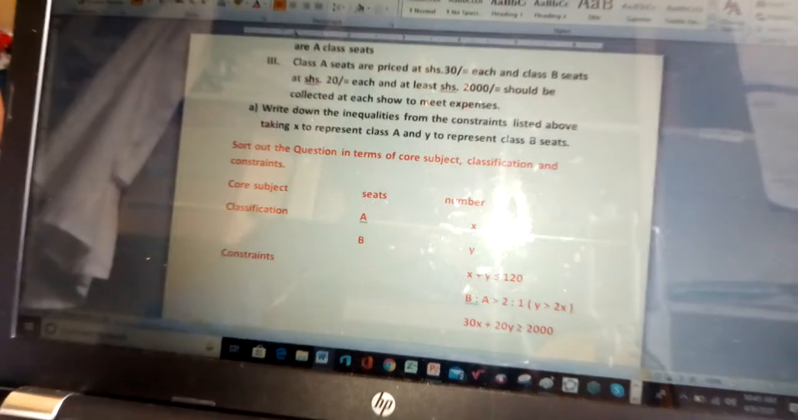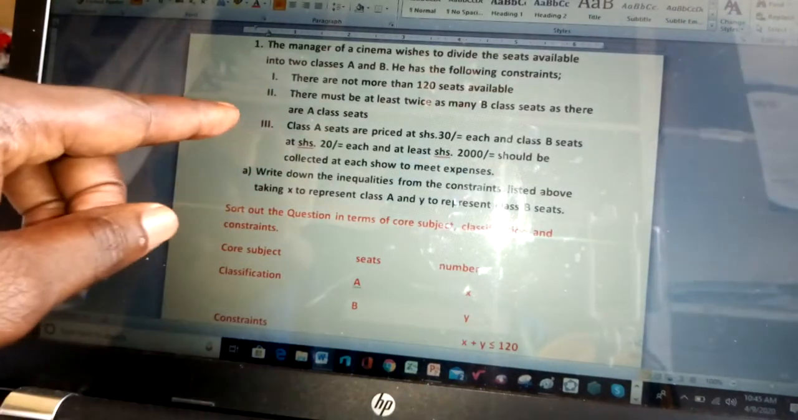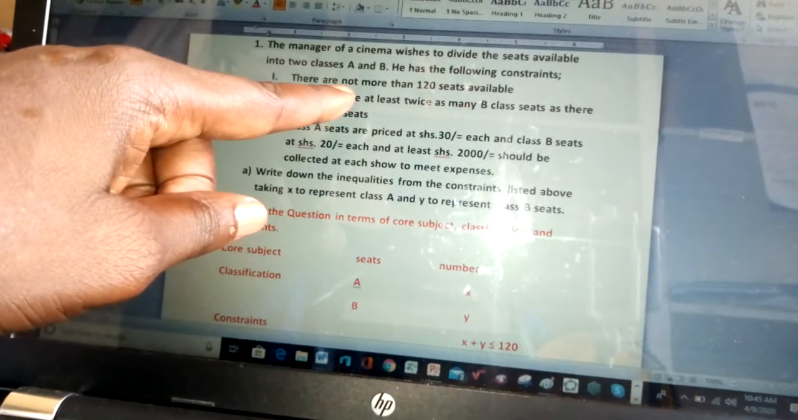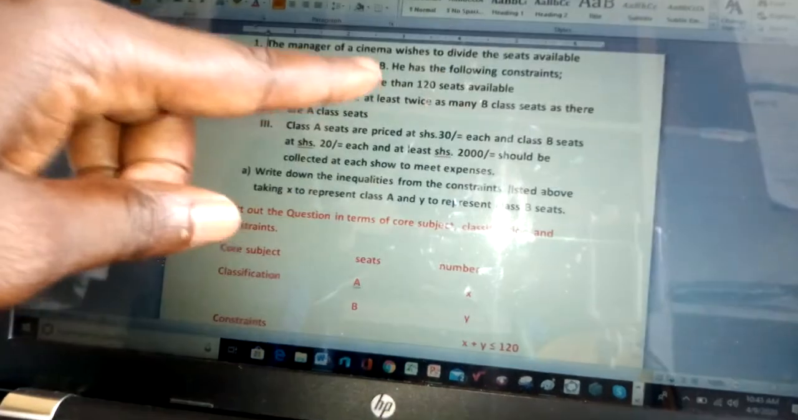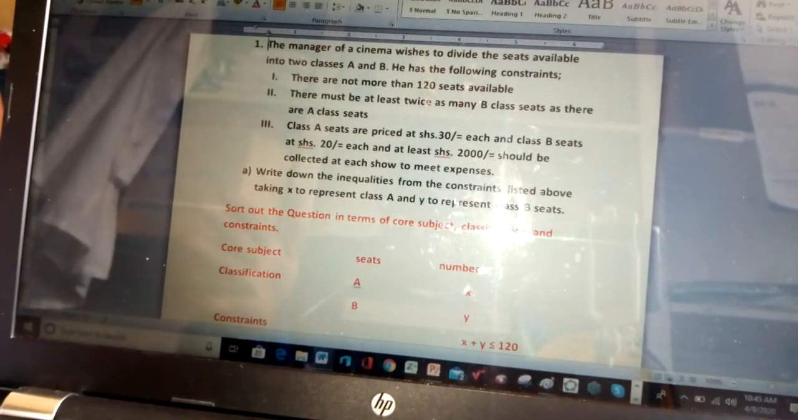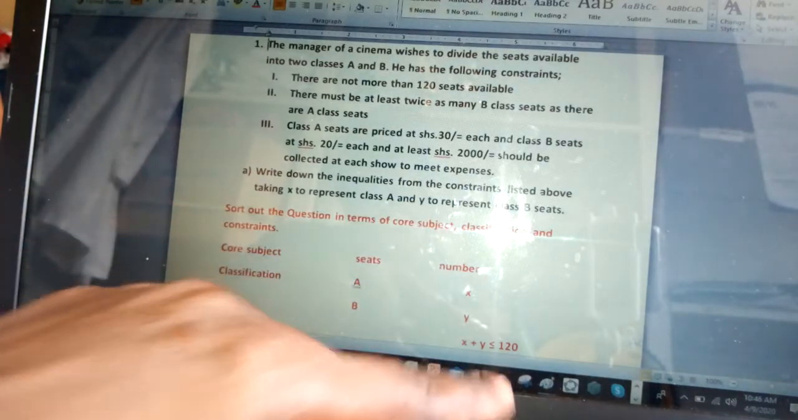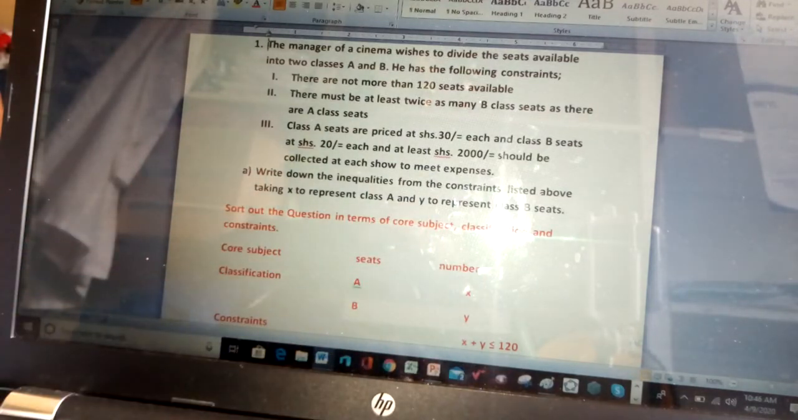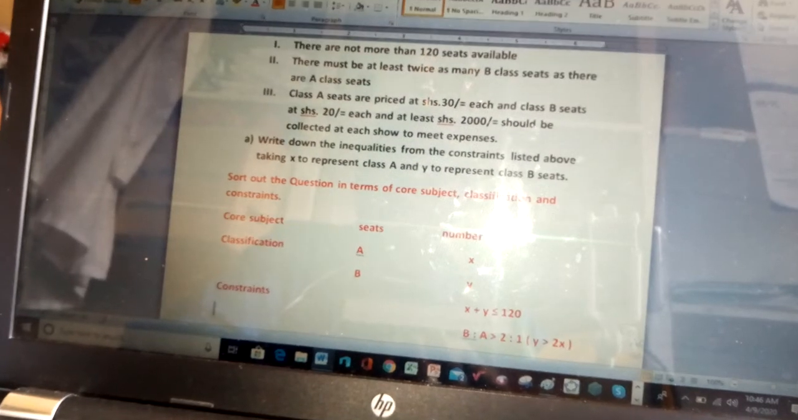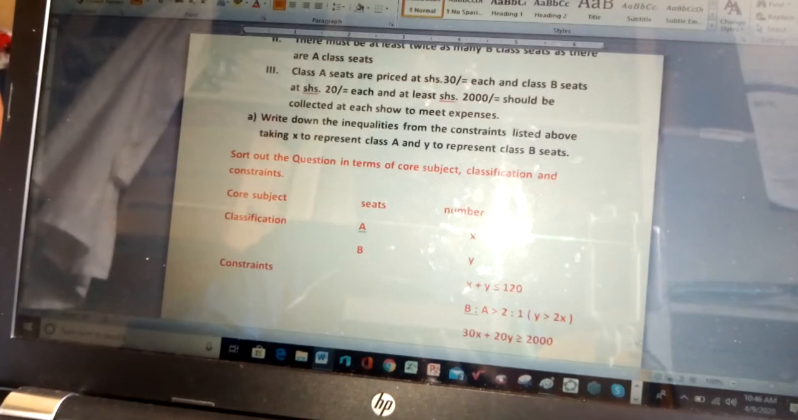We are told, if you check the very first constraint here, there are not more than 120 seats available. So seats cannot exceed 120. That's why we have the first. Okay, you check there, the first constraint. Then number 2, there must be at least twice. Here we are, constraint. Let me go up a bit. Yes, I'll finish with that one.